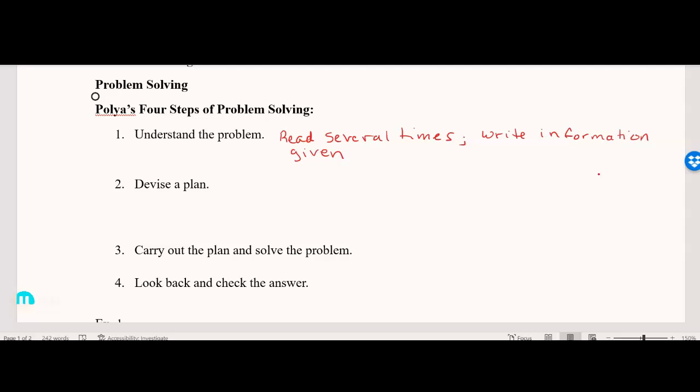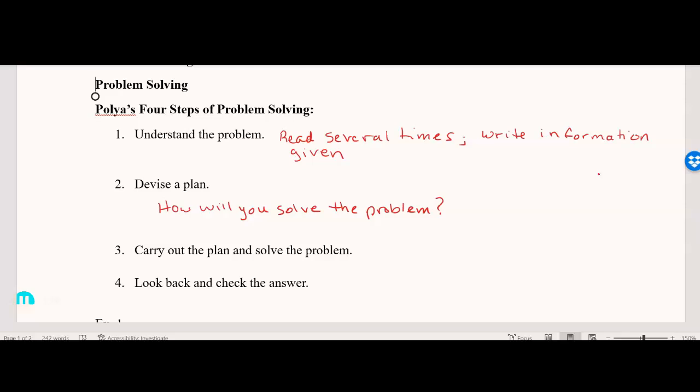So you read the problem, you wrote down information that you're told that you're given, write the facts. Now come up with a plan. In other words, how will you solve the problem? Maybe you need to make a table. Maybe you need to make a graph. Maybe it's trial and error. Maybe it's an equation. There's so many different ways to solve a problem. That's number 2, is how are you going to do it?